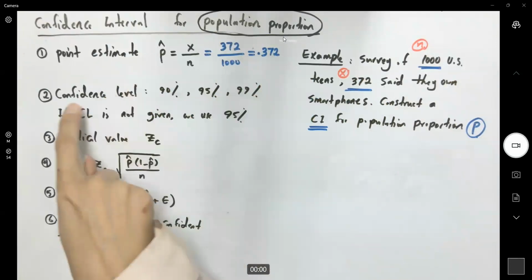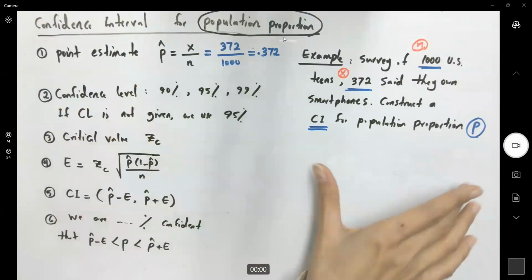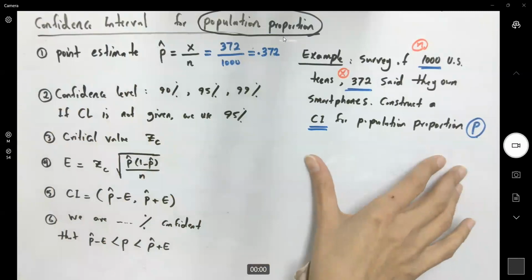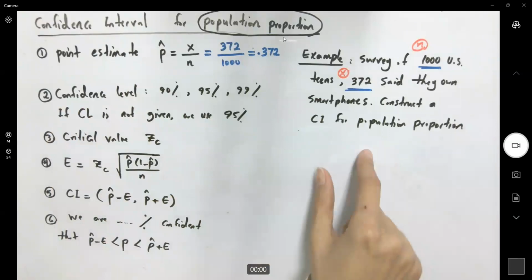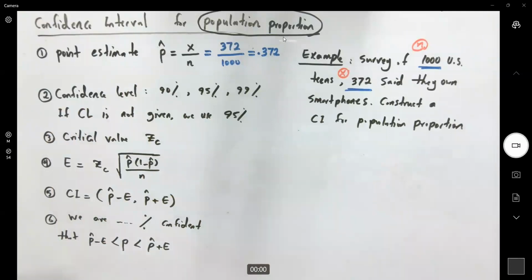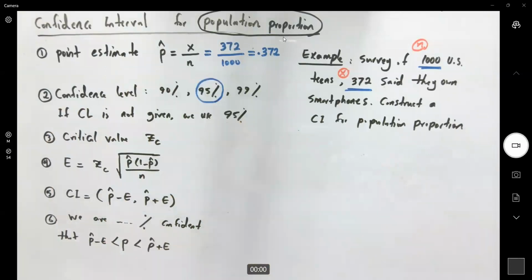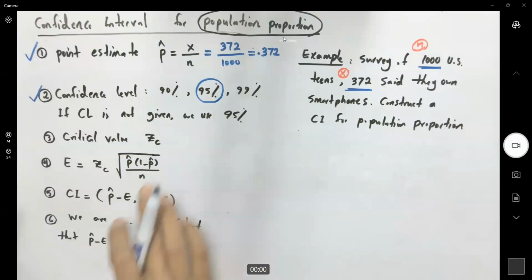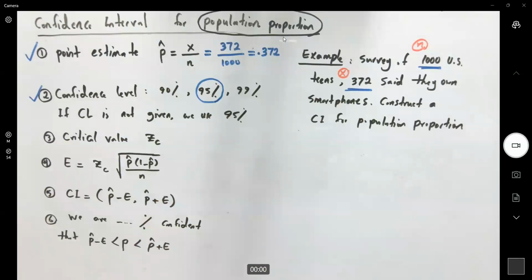Now we need to identify the confidence level. Do we have any information about confidence level here? Is it given to us? Well, I don't see any confidence level. It means that I'm going to work with 95%. The confidence level is 95%. So we're done with the point estimate. We're done with the confidence level. Now we need to find the critical value. Remember that for critical value, you can use your calculator.